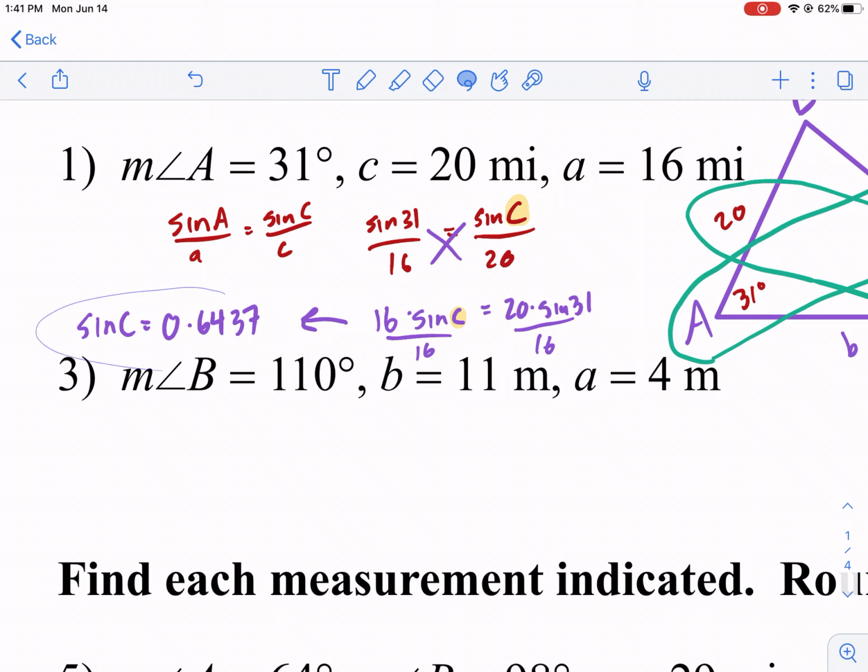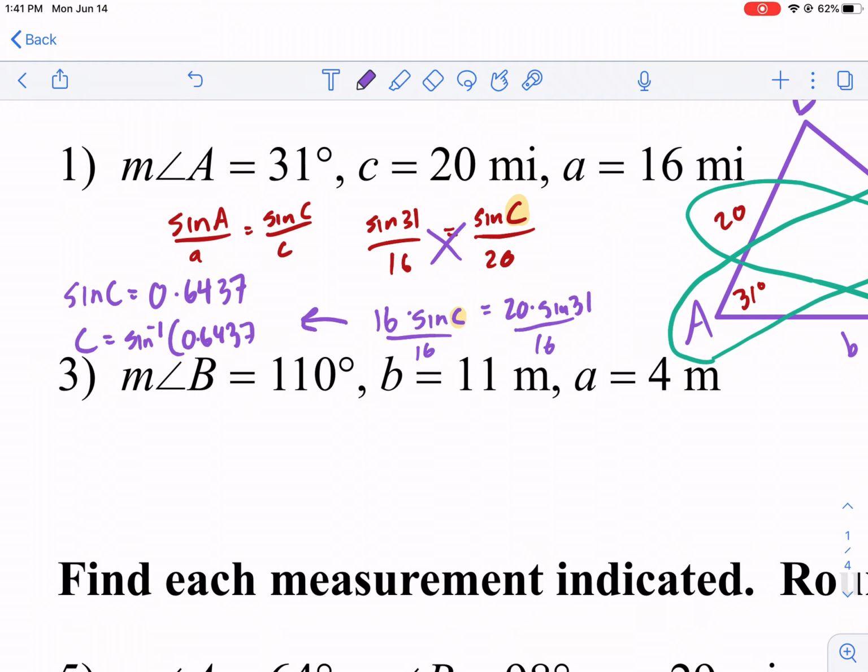That's how you get C by itself. So C equals the inverse sine of 0.6437. I'm actually going to include a little bit more digits when I do that inverse sine. On the Google calculator, inverse sine is called arc sine. So it's 0.64379759. Okay, so I'm going a couple digits here. And I get C equals 40.07. Okay, so now I have my missing angle.